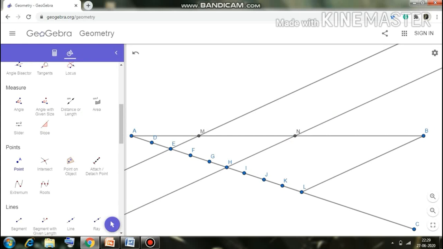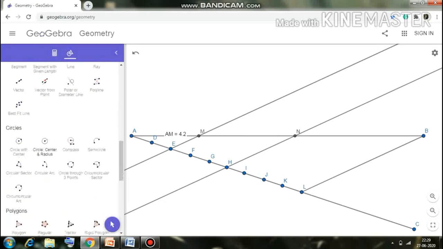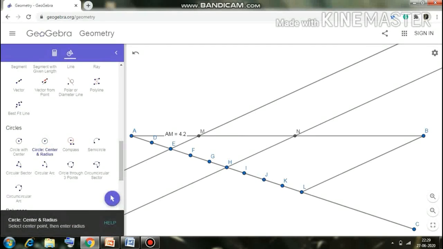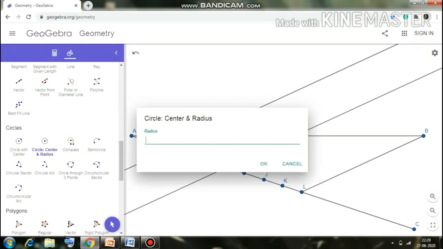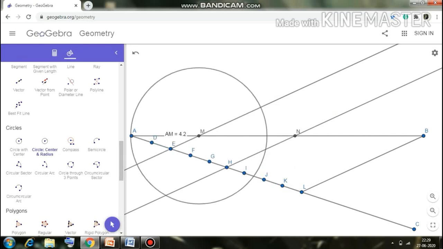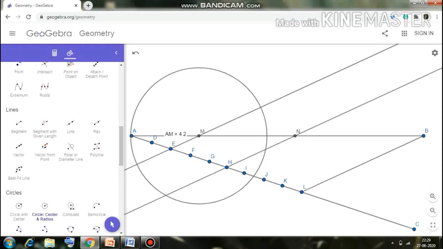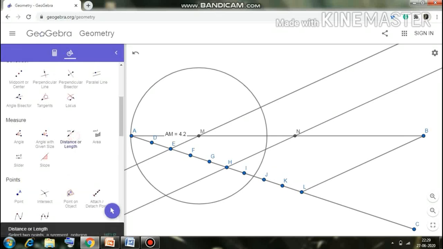So now we have to measure AM. So let's measure AM. So AM is 4.2 centimeters. So now we have to make a circle from point M and its radius should be 4.2 centimeters. This is our circle, and then we have to measure NB.